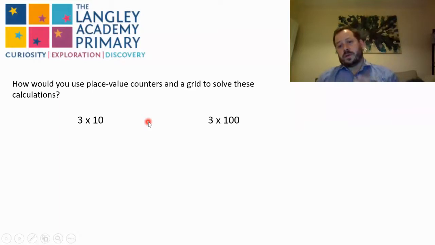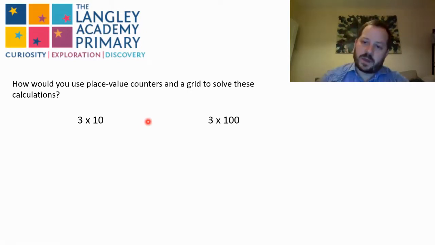So another thing that we could use to show this is that we can use our place value counters on our place value grid in order to show the movement of how that works. So we've got 3 times 10 and 3 times 100. Have a go at thinking about how that might look, discuss if there is somebody with you to discuss about it, and then we'll go through it. Pause now.